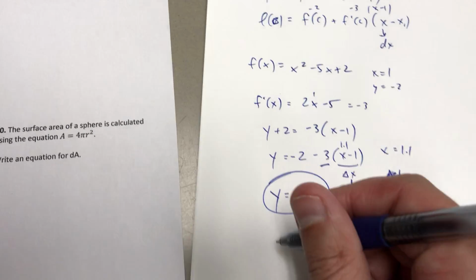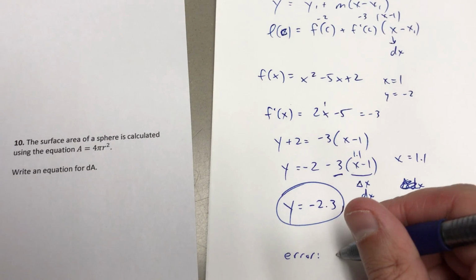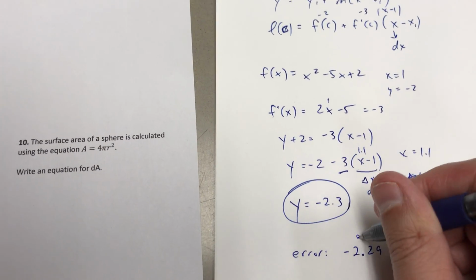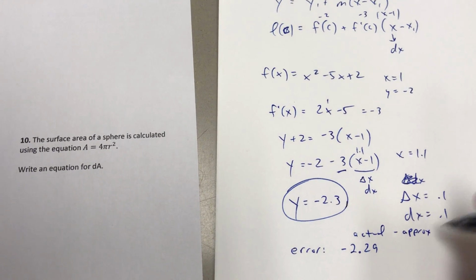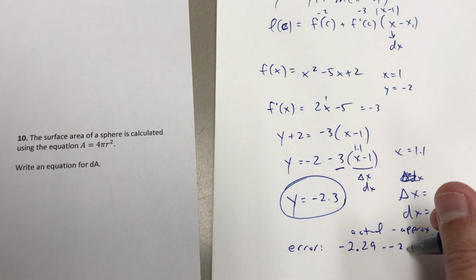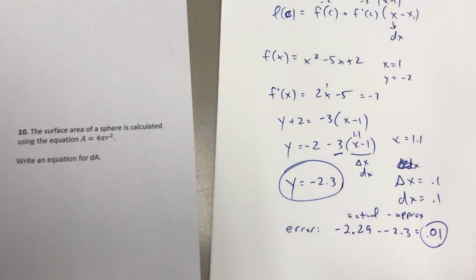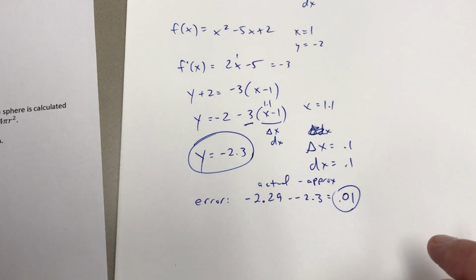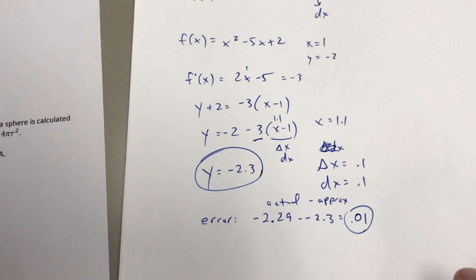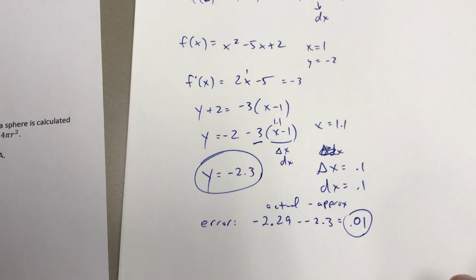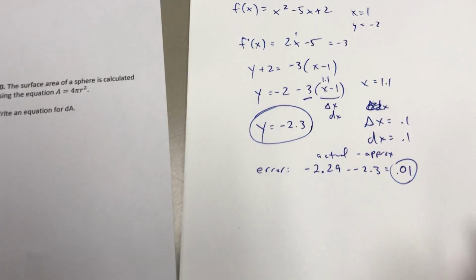So anyway, the error here, I believe the actual value is negative 2.29. So to find the error, you take the actual minus the approximate. And anyway, if you subtract the approximate there, you're going to end up getting positive 0.01, which just basically means if you add 0.01 to the estimate, you're going to get the actual value is what the error would be. Or you could say that it's 0.01 below the actual value, something like that, okay?